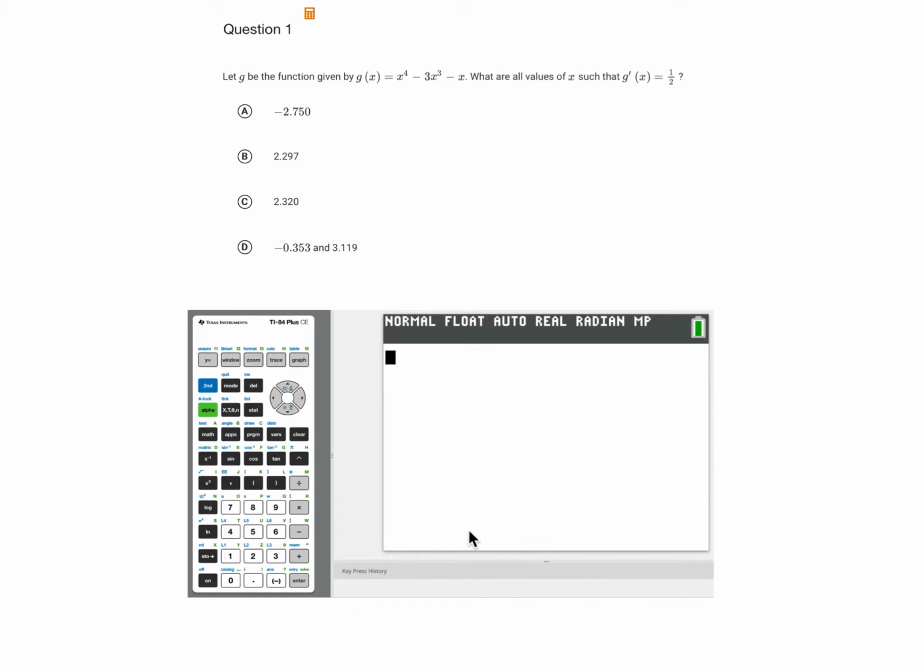Okay, so in this set of problems, this progress check part B, this is, I think, the only calculator question. Alright, I'm going to do this two different ways in the calculator.